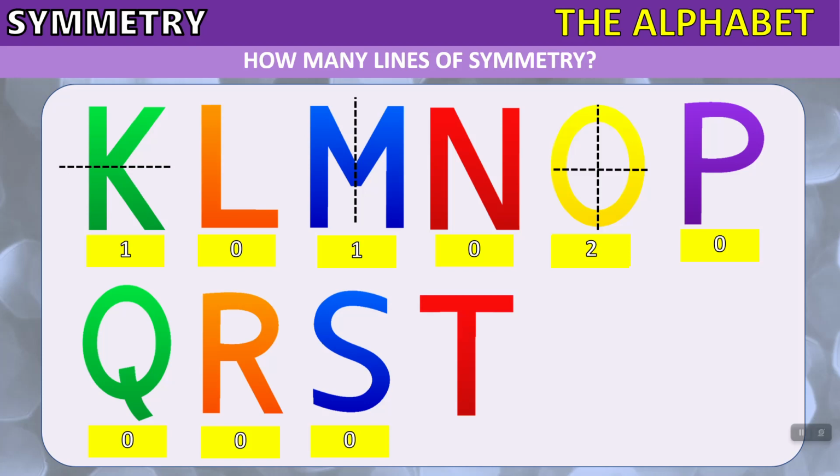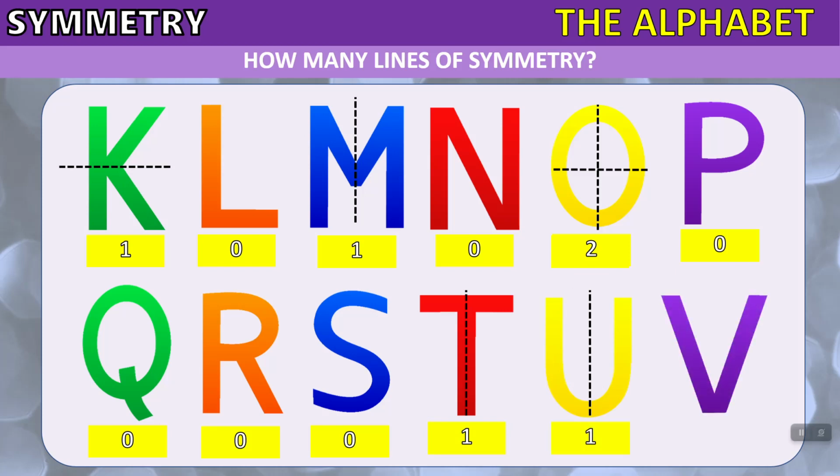T. You probably can guess that if we went top to bottom and we pulled that apart, that would be a reflection of each other, and so T has 1. U, again, that's similar to T. If we went from top to bottom, the left would look like the right, and so U also has 1. V kind of looks like U. Again, top to bottom, that would split that in half, 2 equal parts, and so V has 1.